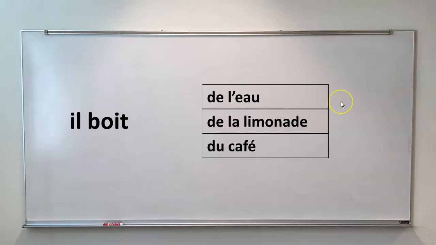He drinks, il boit. He drinks water, or he drinks some water. Il boit de l'eau. He drinks some lemonade. Il boit de la limonade. He drinks some coffee, or he drinks coffee. Il boit du café.